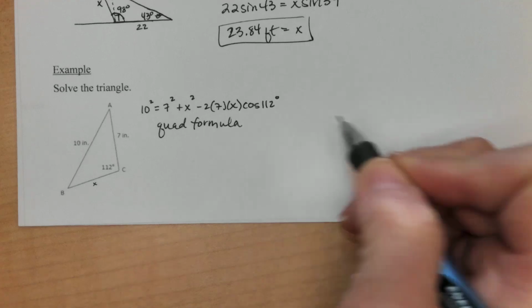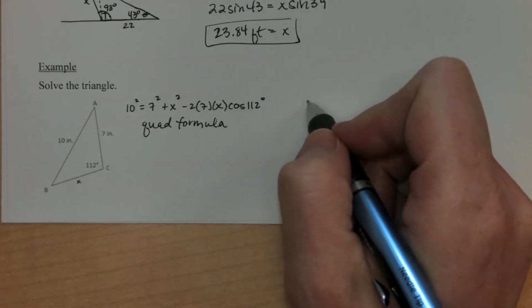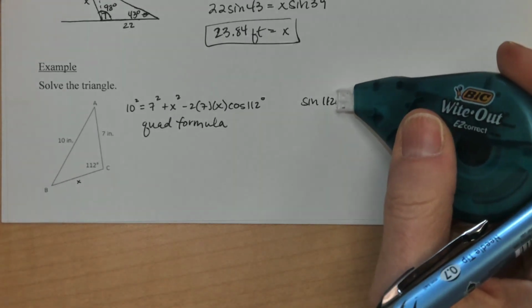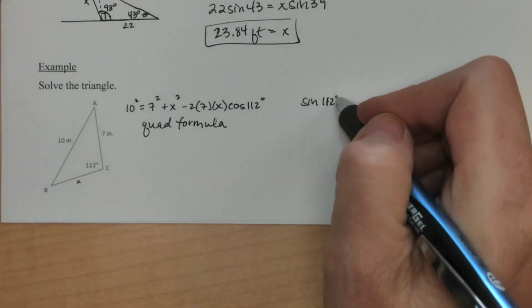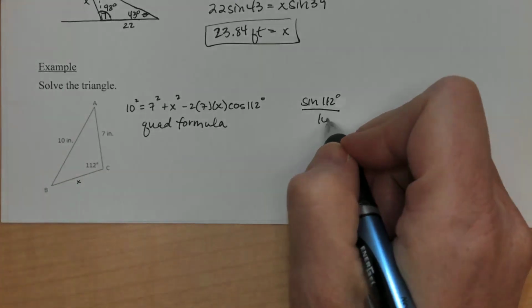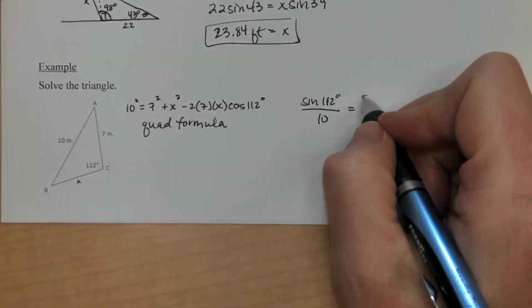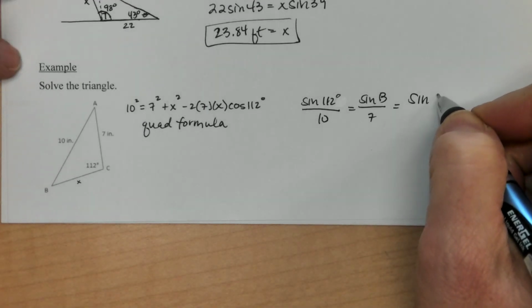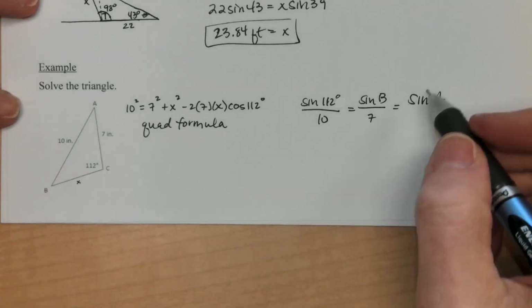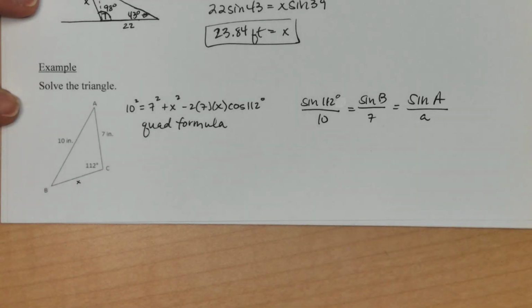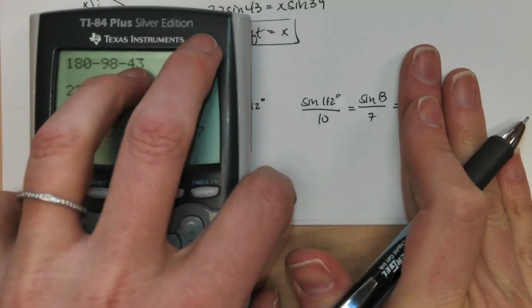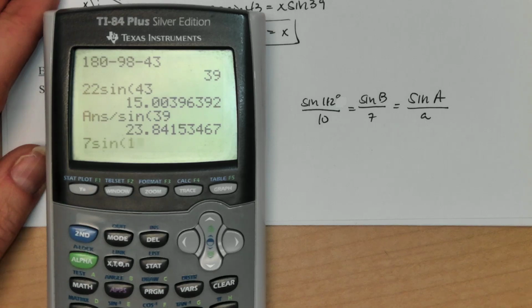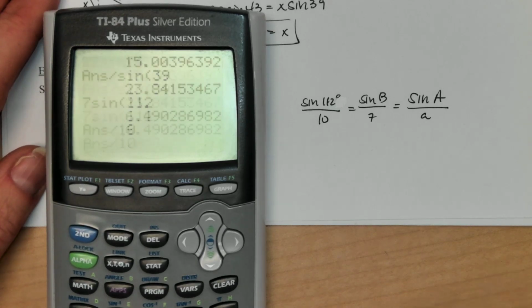Or you can just say, I'm not in the mood, and let's try and set up law of sines instead. So I've got sine of 112, not again. I just want that to be a degree symbol. Sine of 112 goes with 10, and then sine of b goes with 7. And then we've got sine of a going with, I know I threw an x there, but it would just be little a. So right away I can solve this, cross multiply and divide. So I'm going to do 7 times sine of 112. I'm going to divide by 10.